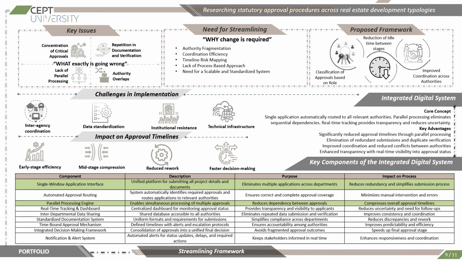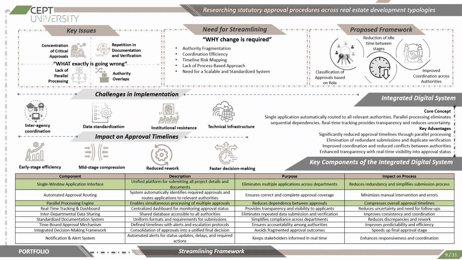The integrated digital system forms the core of the proposed solution. The core concept is a single application platform where the project information is submitted at once and it automatically routes to the relevant authorities. The key advantages include reduced approval timelines, improved coordination between the authorities, and transparency improvement through live approval tracking. The table here explains the key components of the integrated system.